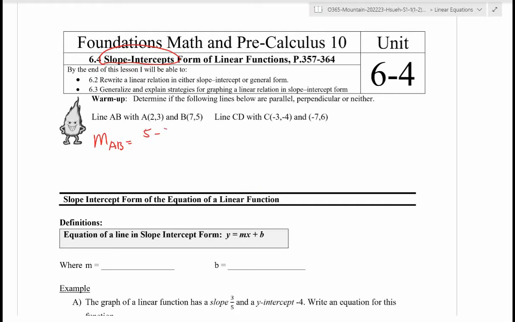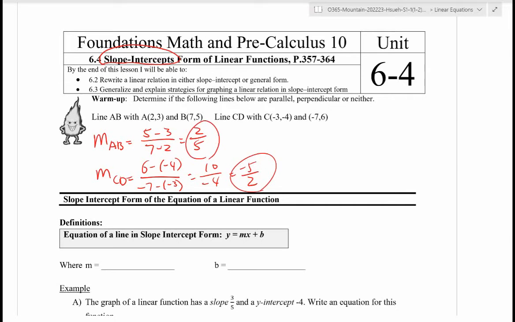Again, the slope is y2 minus y1 over x2 minus x1. You should get 2 over 5 here. Whereas for the slope of CD, you do the same thing: y2, 6 minus y1 over x2 minus x1, you should get 10 over -4, that's -5 over 2. Comparing these two slopes, you can conclude that AB is perpendicular to line CD, because the slopes are negative reciprocals of each other: negative of each other, and the fraction is flipped. Okay, so that's what we did last time.